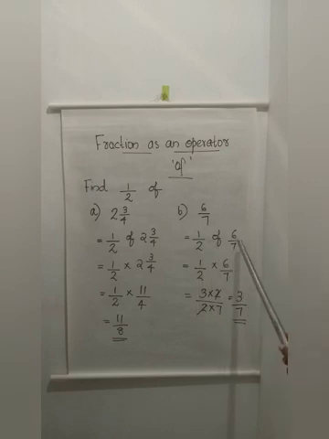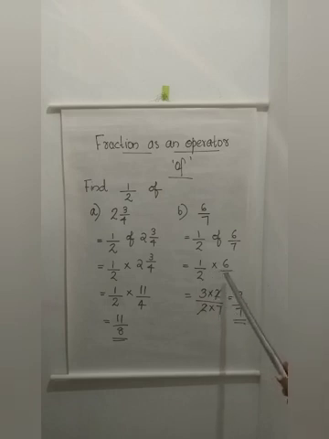Half of 6 by 7 means we are multiplying. Half of 6 by 7 means half into 6 by 7, multiplying 1 into 6 by 2 into 7. Here 6 and 2 have some common factors.